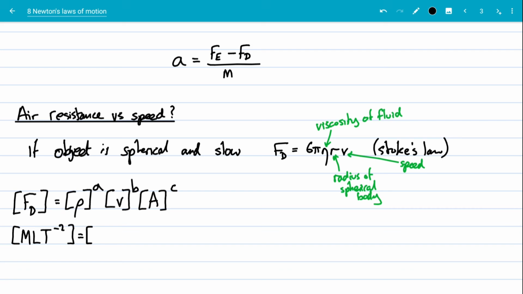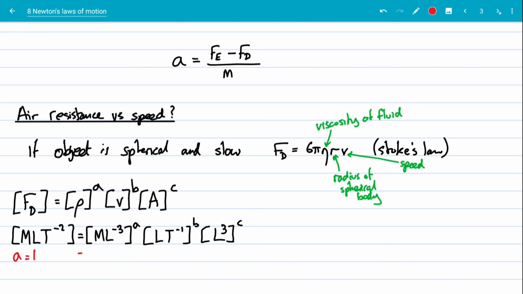So densities are mass divided by volume, like that, but we don't know what the power a is. v is a speed, which is length divided by time, and then A is an area, which is length squared. And then we just have to figure out what a, b, and c are. Well, you can see that there's only one m on this side, and there's only one m there, so a has to equal 1 to make them balance. So we can say a equals 1, and then we can write this out again.